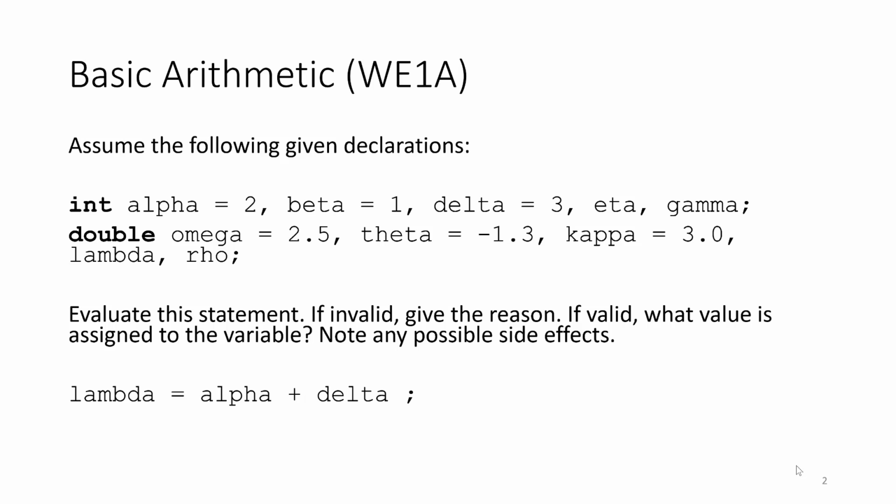Here's our problem statement that deals with basic arithmetic. Assuming that we have the following declarations, evaluate the statement. If it's invalid, give the reason, and if it is valid, what value is assigned to the variable. Note any possible side effects. The statement is lambda is assigned the value of alpha plus delta.